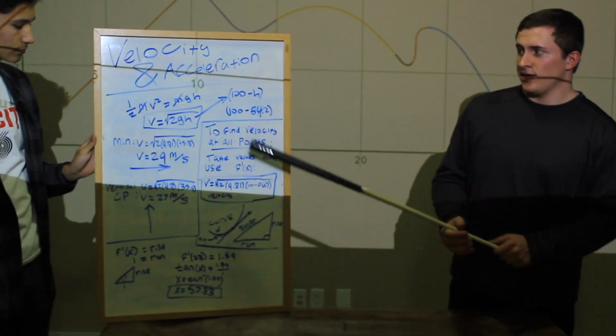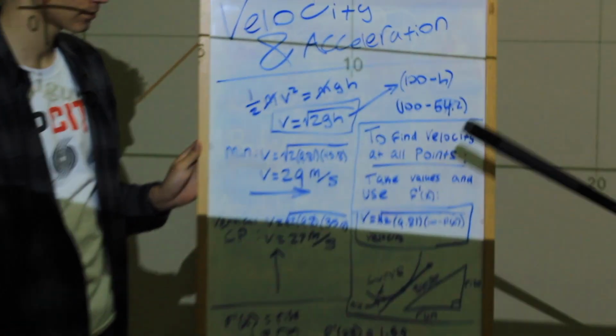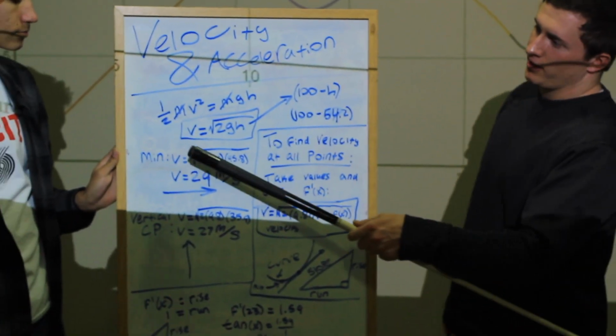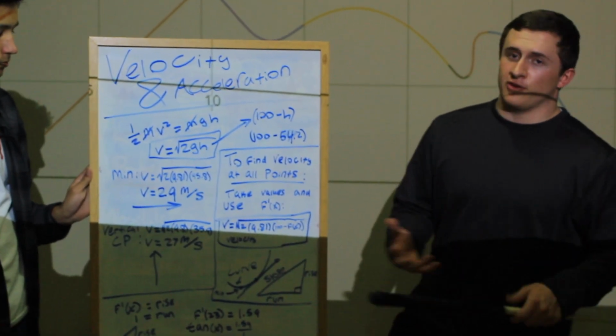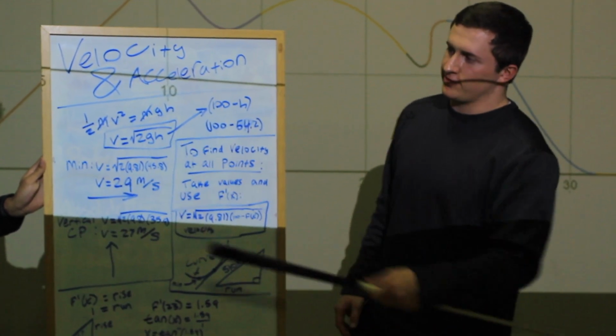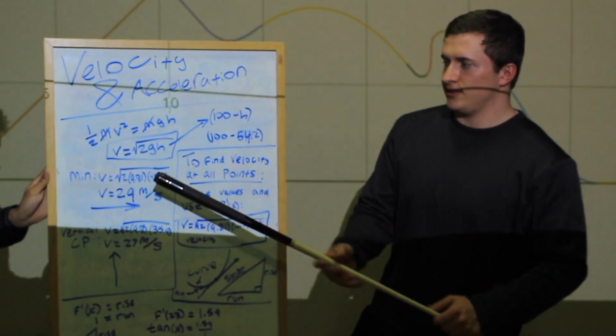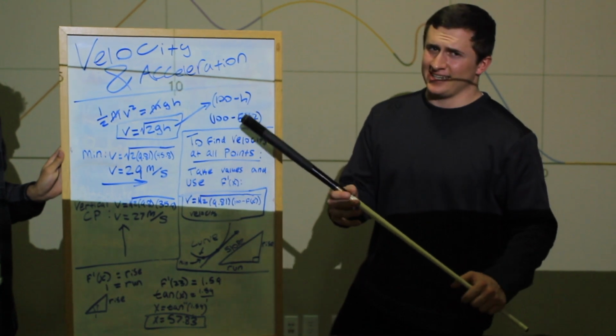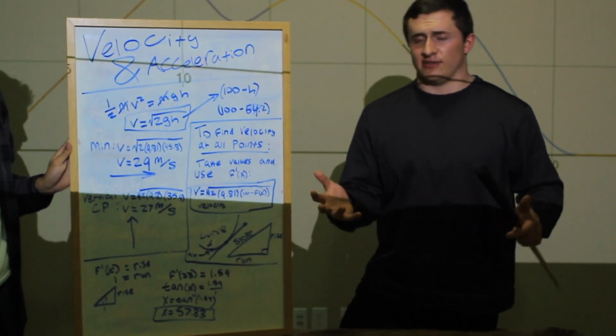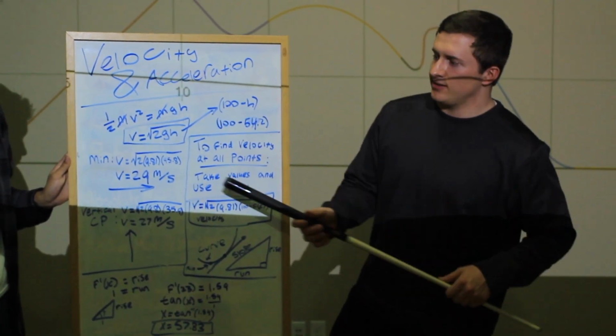So using the potential energy and kinetic energy equation from Anvesh, we know that energy is always conserved, so 1/2 mv squared equals mgh. From that, mass cancels, and then you figure out what velocity is. Velocity equals the square root of 2gh. But h is really 100 minus h because we're trying to find the difference in initial height.